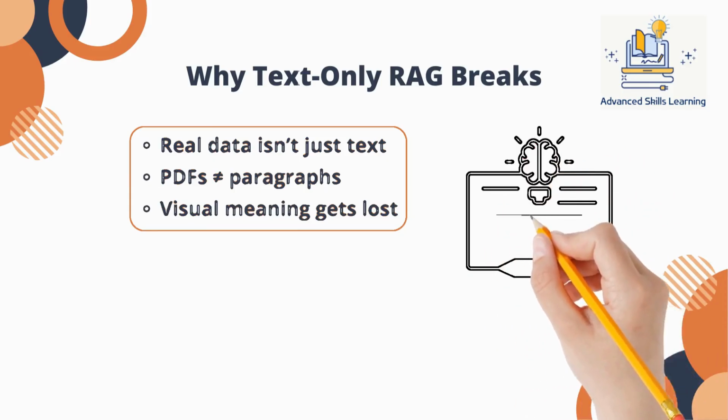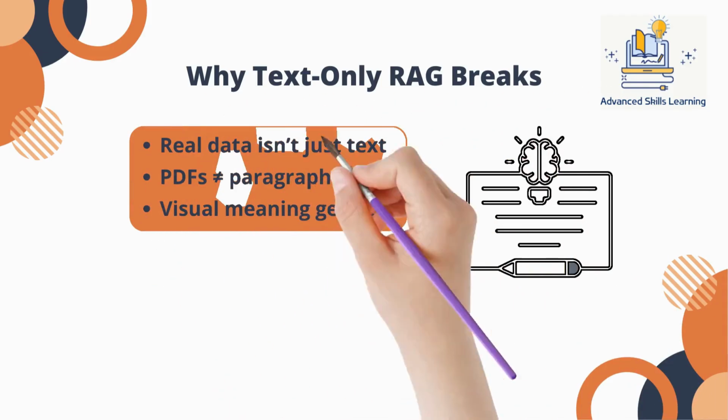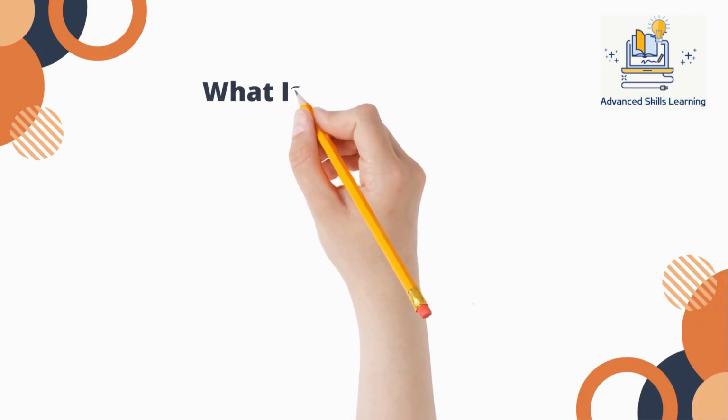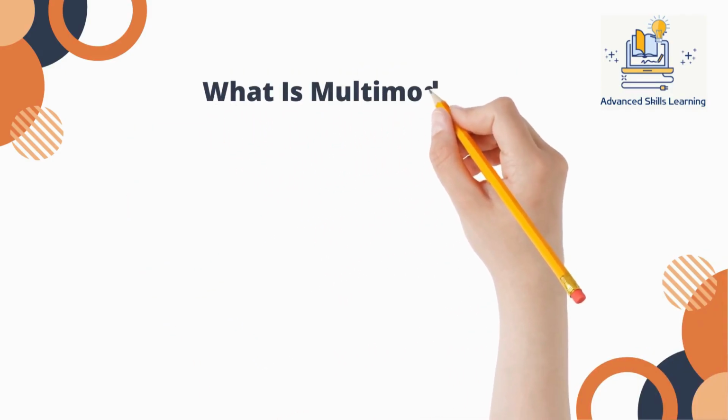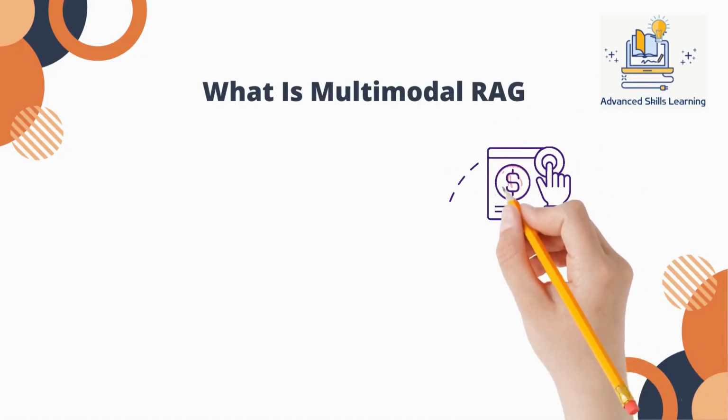The model is not hallucinating, it's answering based on incomplete evidence. When visual structure disappears, the model fills gaps with guesses, and those guesses often sound confident. The problem is not intelligence, it's visibility. This is where multimodal RAG comes in.